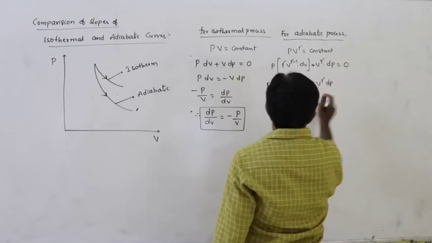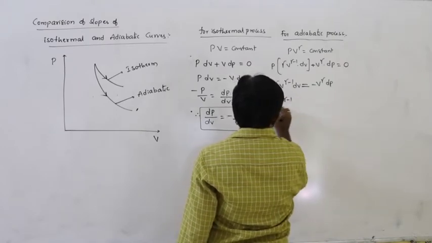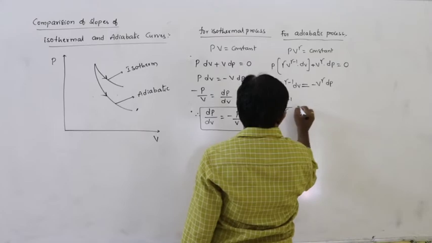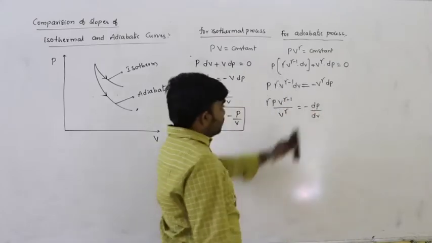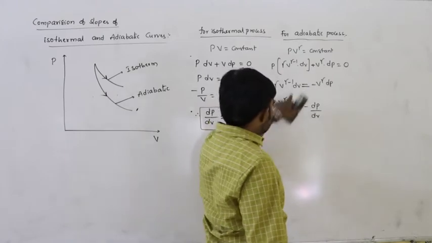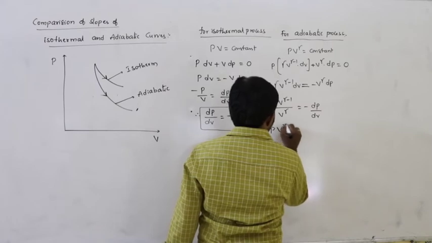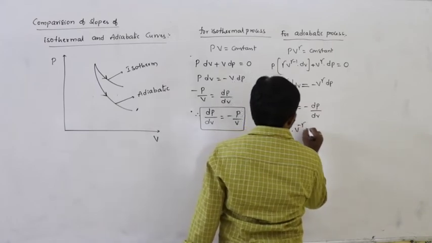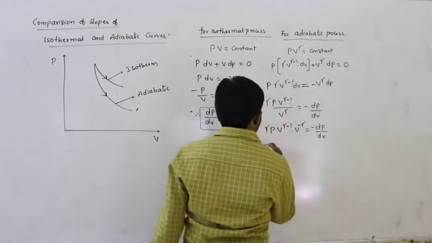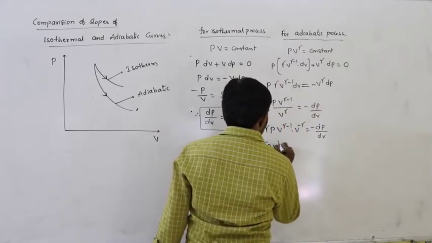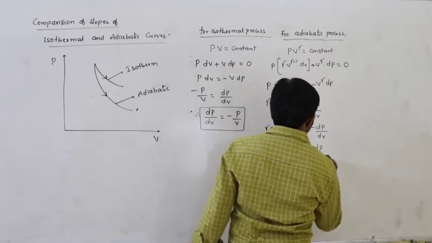So dv comes to this side, gamma p v power gamma minus 1 divided by v power gamma is equal to minus dp by dv. This v power gamma comes to this side, dv comes to this side. So gamma p into v power gamma minus 1 into v power minus gamma is equal to minus dp by dv.